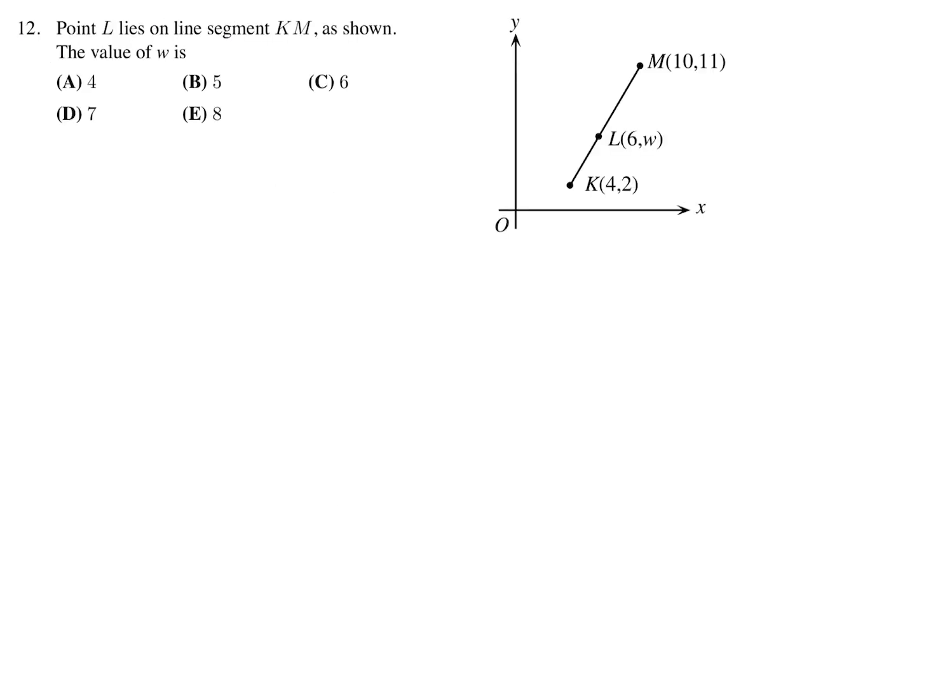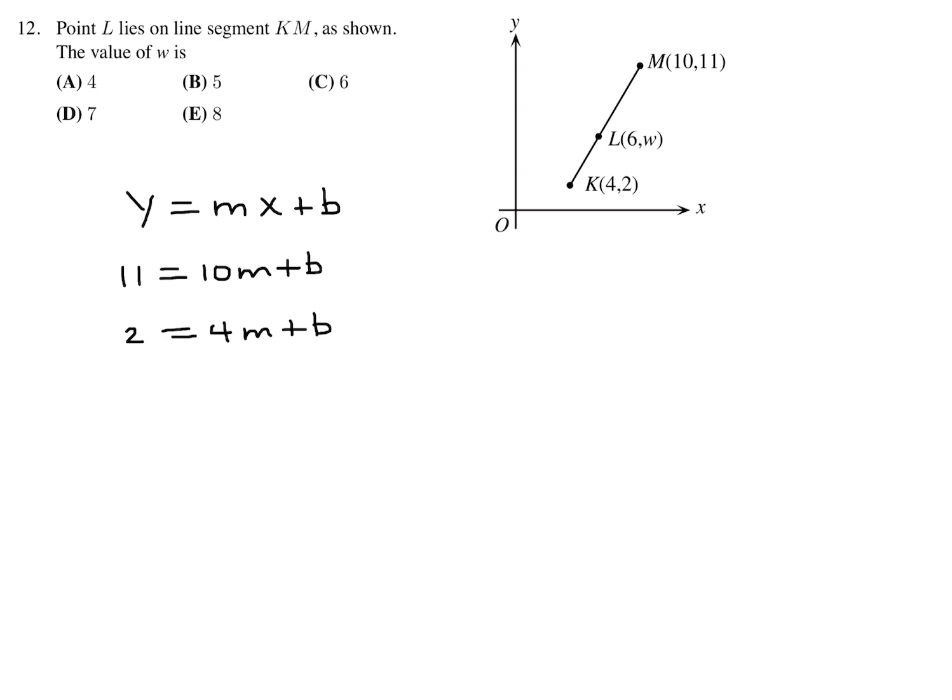Point L lies on the line segment KM as shown. The value of w is. All right, like any line, it's going to have the equation y equals mx plus b. And let's see if we can figure out m and b, and then we can substitute in 6 for x and figure out w. I'll put in this point first. So that would mean 11 is equal to 10m plus b. And put in this point, and that will give me 2 is equal to 4m plus b.